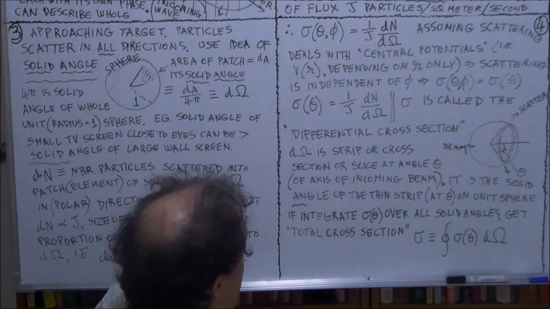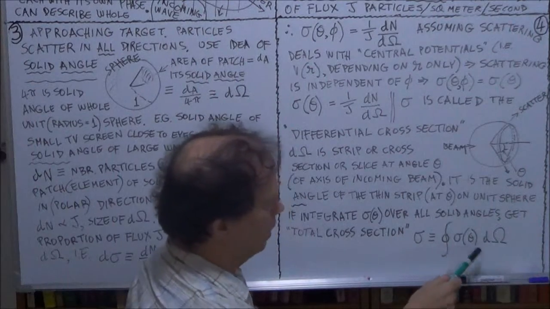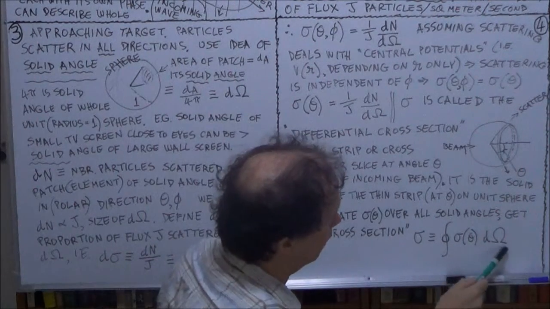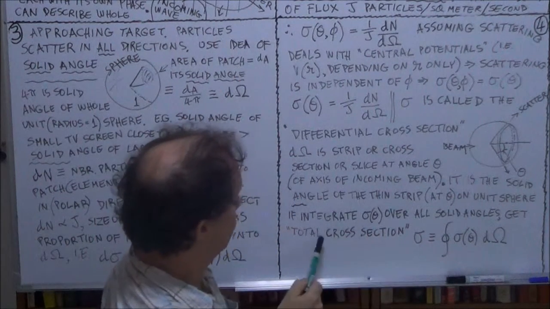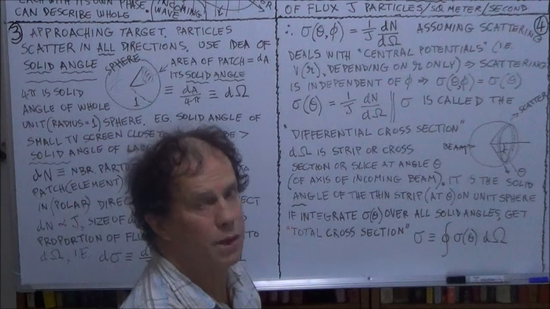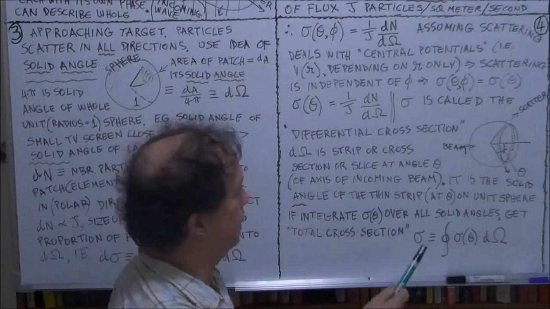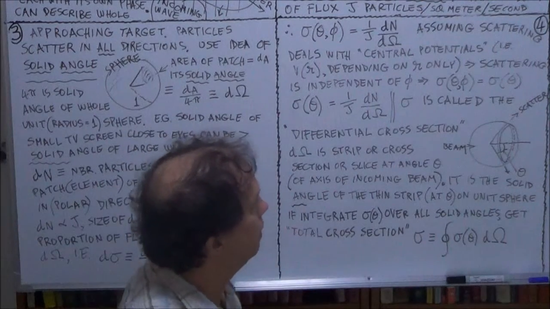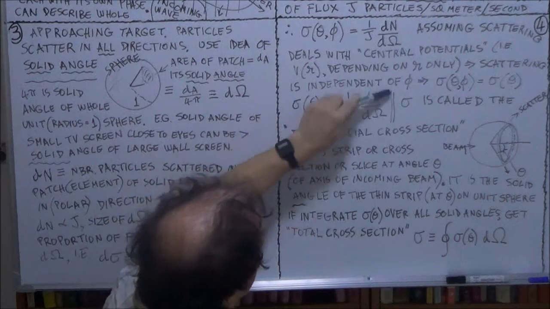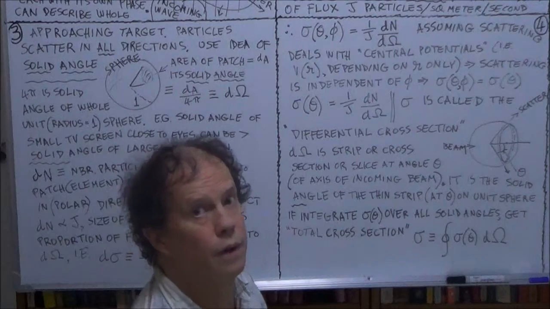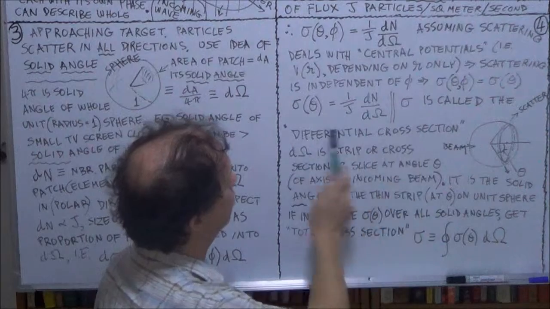Now once we have this, we could then integrate over all the solid angle, the whole sphere, and get something called the total cross section. You may ask, why do that? That will become clearer later. But the main concept here for this session, and one of the most important concepts for the chapter, is this notion of the differential cross-section.